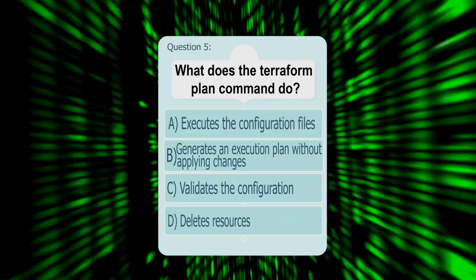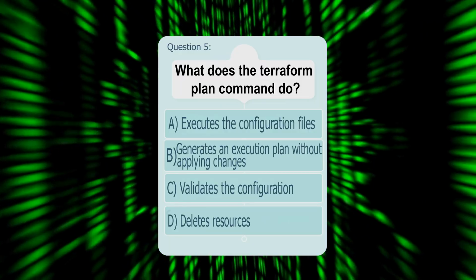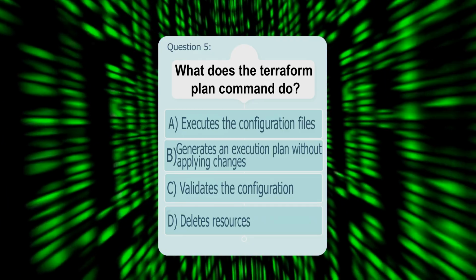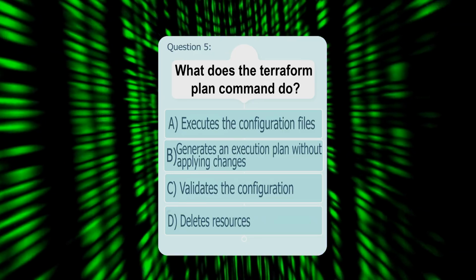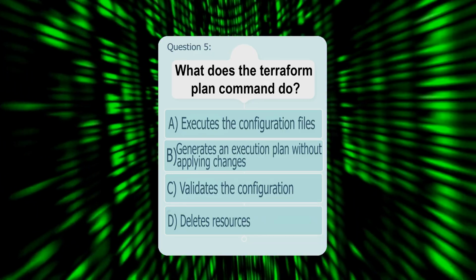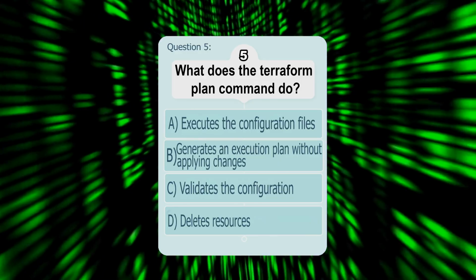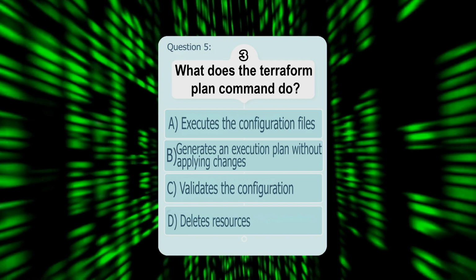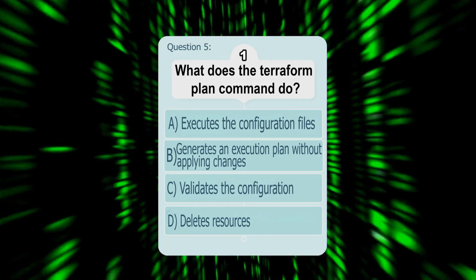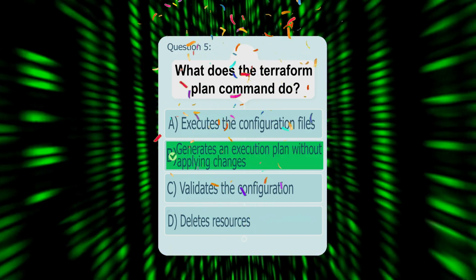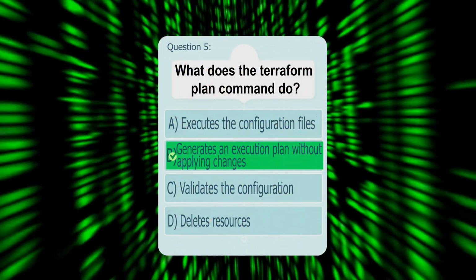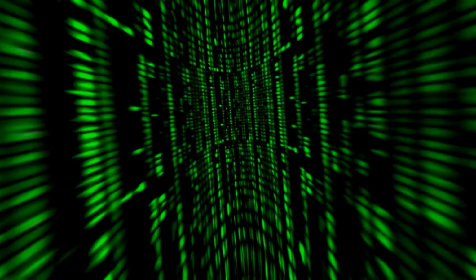Question 5. What does the Terraform plan command do? A. Executes the configuration files. B. Generates an execution plan without applying changes. C. Validates the configuration. D. Deletes resources. Answer. B. Generates an execution plan without applying changes.